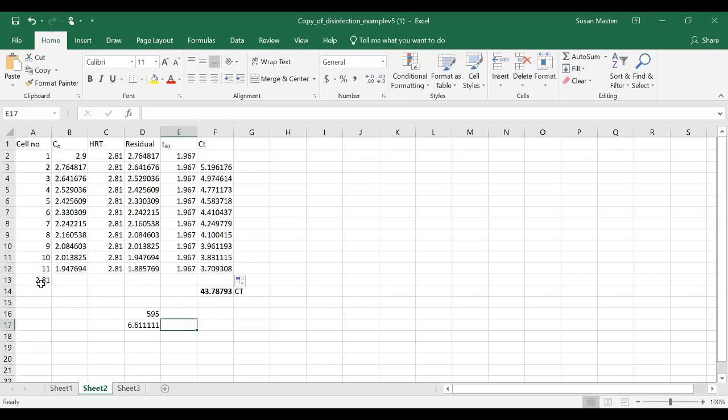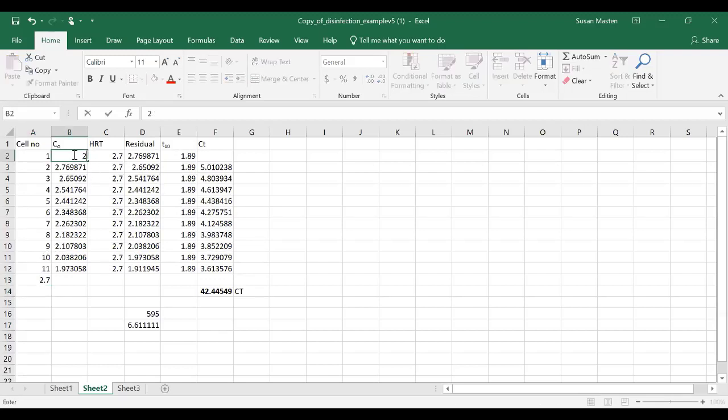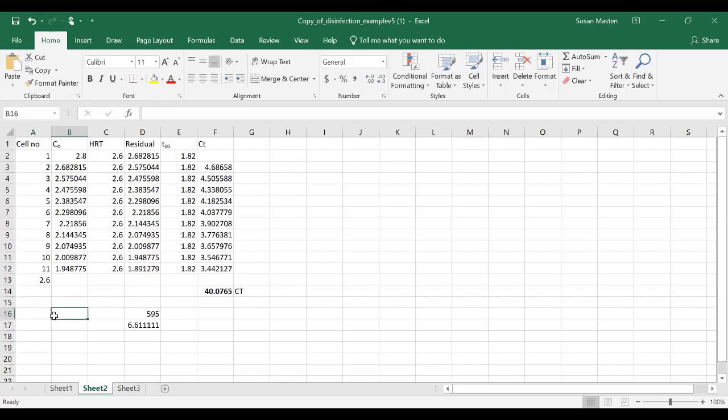Now, if I add an 11th cell, I can also look at reducing the hydraulic detention time, or I can look at reducing the dose. So, for instance, if I designed my reactor to have 11 cells instead of 10, I could reduce my dosage here to 2.8.